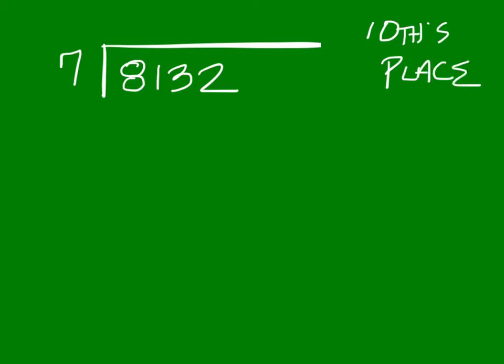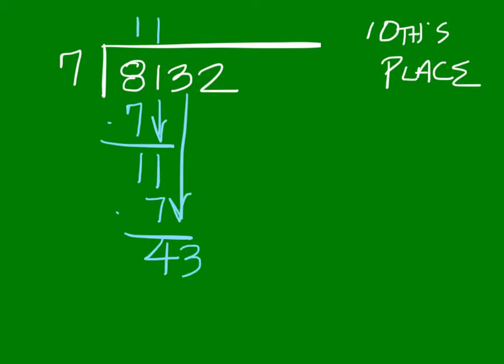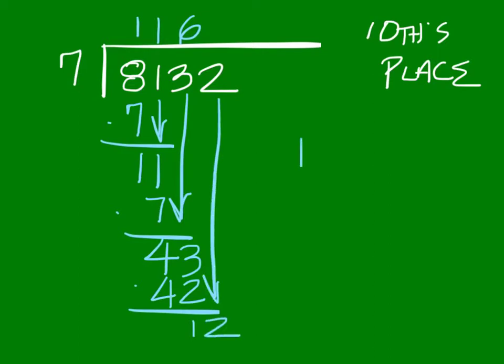Use your times table if you have to. On the practice problem, 7 will go into 8 once, with 1 left over. Drop the 1, and 7 goes into 11 one time. 4 left over, drop the 3, and 7 goes into that 6 times, with 1 left over, drop the 2, and 7 goes into 12 once, with 5 left over.